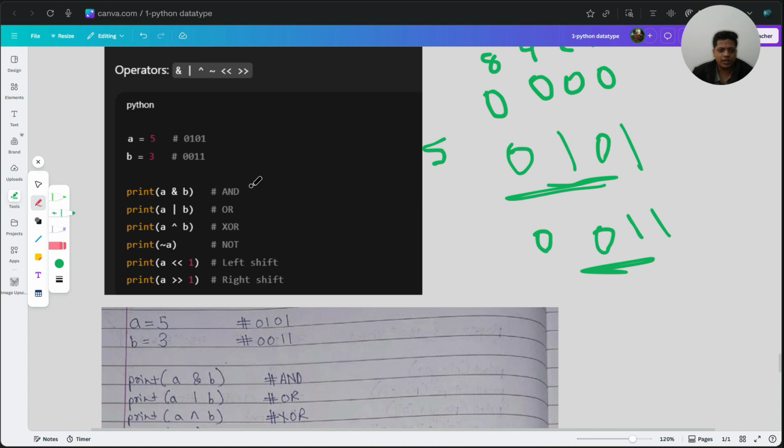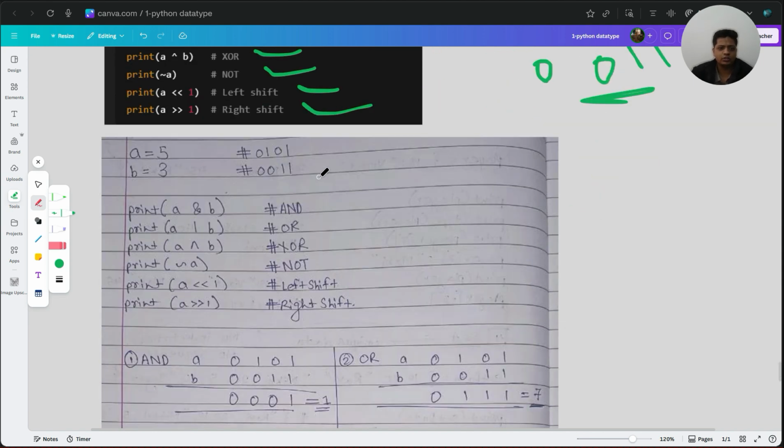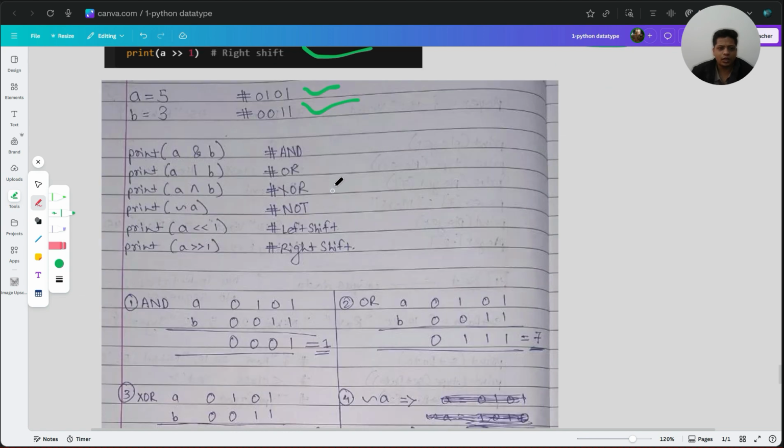So here, print A and B, A or B, A XOR B, negation of A, A left shift B, and A right shift B. I have shown it here with an example: A equals 5, B equals 3. These are the bit values of A and B: for 5, 0101, and for 3, 0011. Now print A and B. How does this AND work? Here A is 0101 and B is 0011.